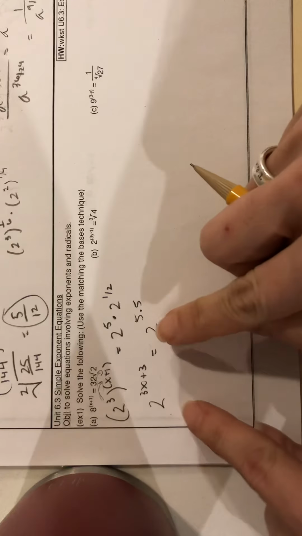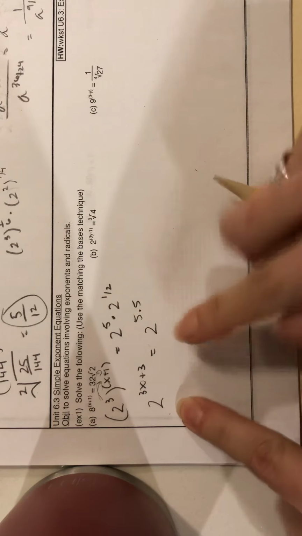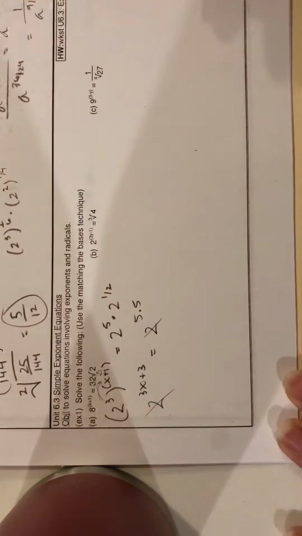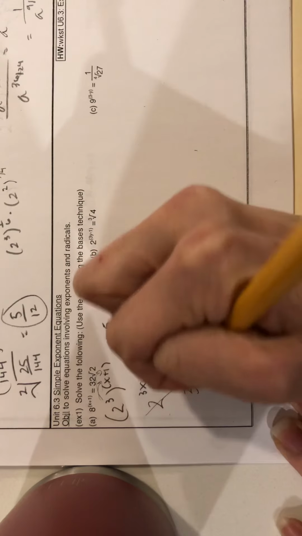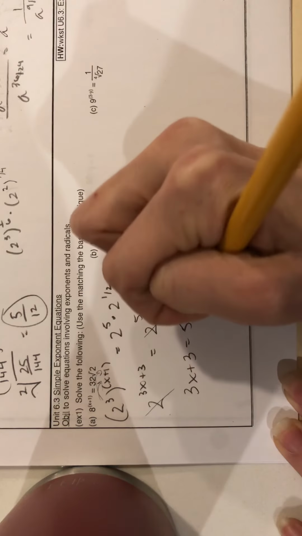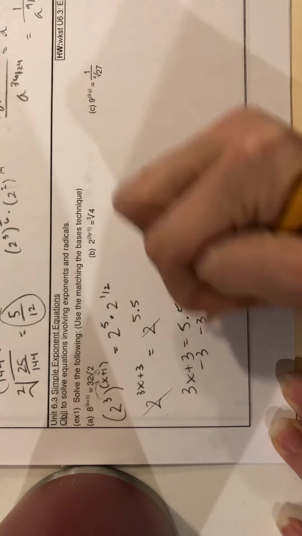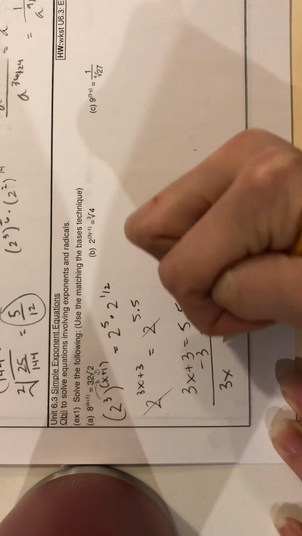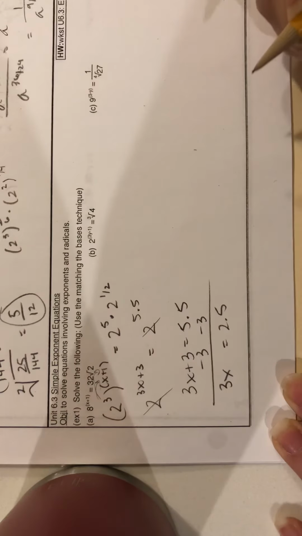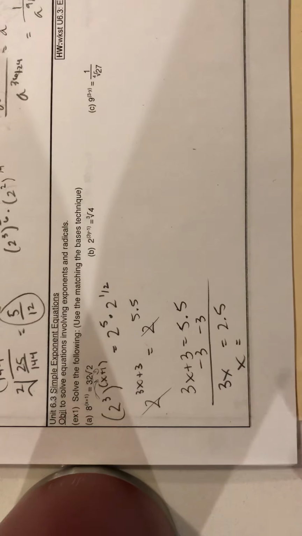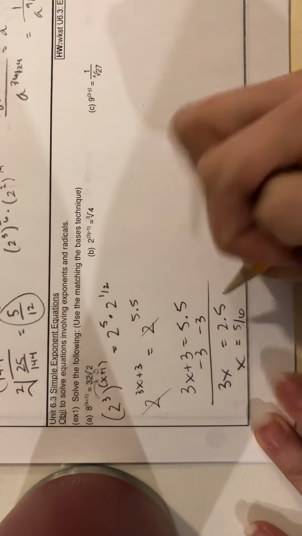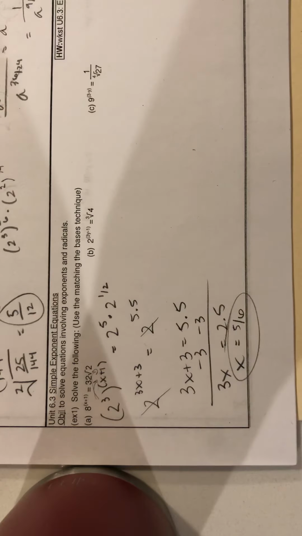Now, because you have the same base on both sides, we are actually allowed to cancel the bases and set their exponents equal. 3x plus 3 equals 5.5. Solving an equation, super simple from this point. Subtract 3 on both sides, we get 2.5. Divide by 3 on both sides, and 2.5 divided by 3 is 5/6. Final answer for that one.